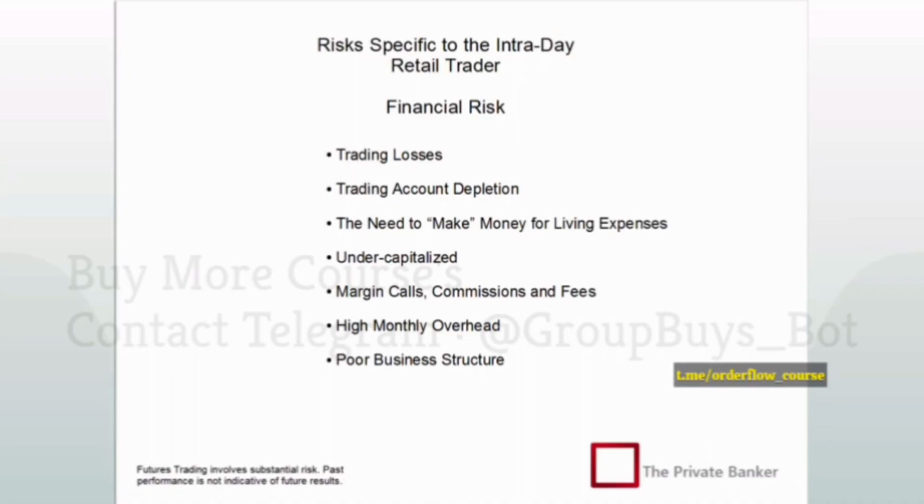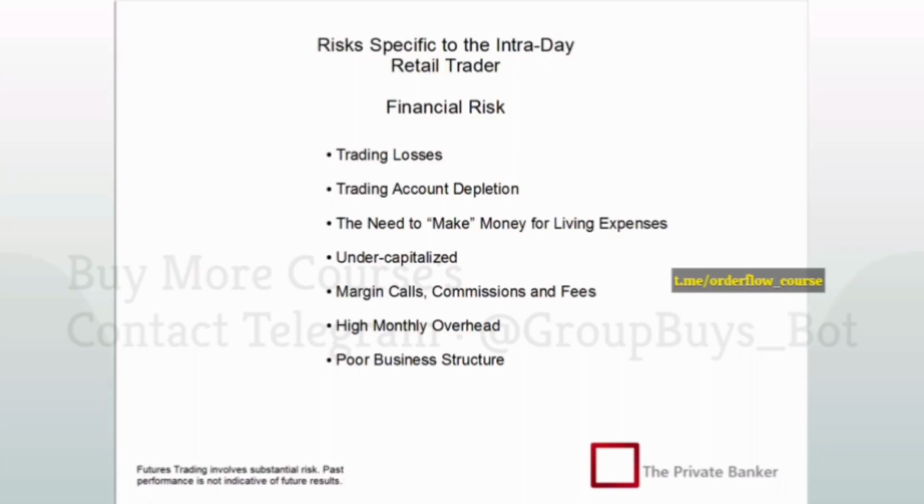You will take losses. If you don't take losses in trading, you're either the best trader in the history of the world, or you're not trading. So that's certainly part of your business plan that you need to have in place.